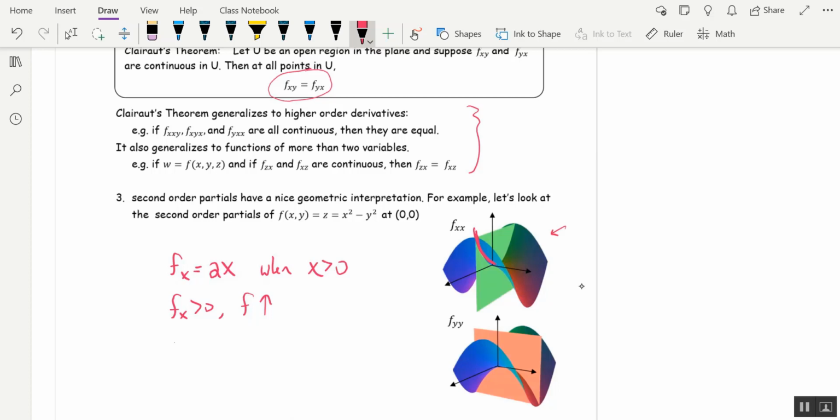Now let's look at the second order partial. f sub xx is 2, and that's positive. And we know by the second derivative test, positive second derivative means concave up. And sure enough, that's a concave up curve. So that information about the second derivative works the same in 1 and 2 variables. Okay, and that is the end of this section.